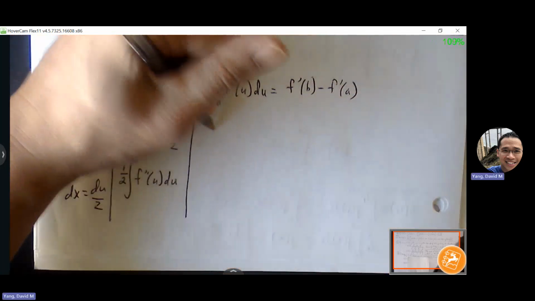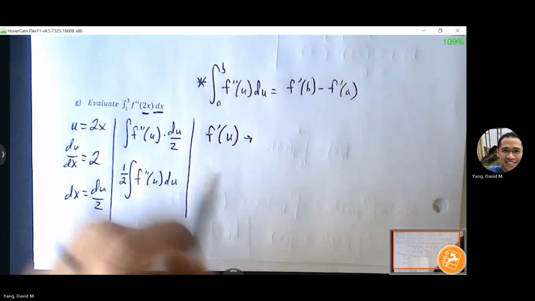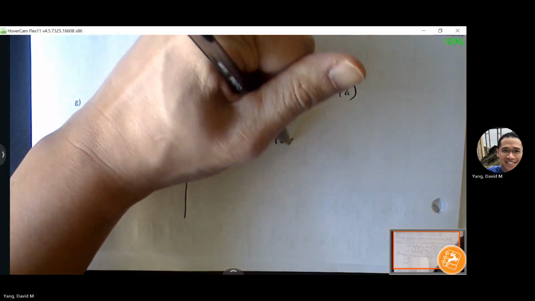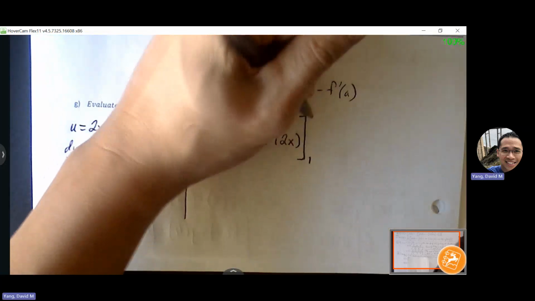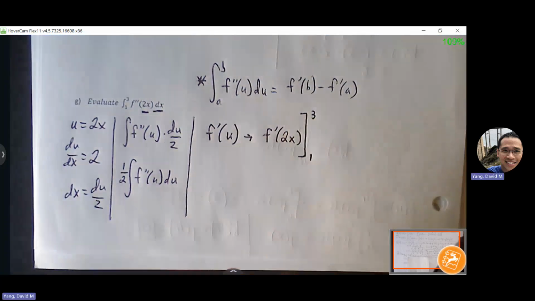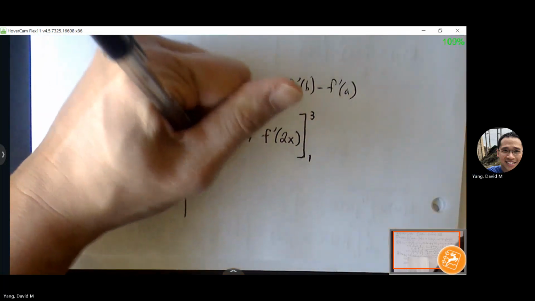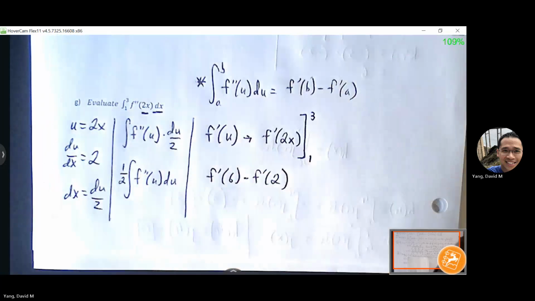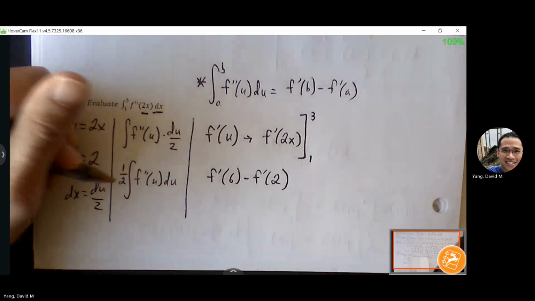F double prime becomes f prime. Let me change that u back in terms of x. And then we can work in the original bounds because these are both in terms of x, so there's no mismatch of variable here. Upper bound first. Now we're just relying on our table of values to get to our answer. Oops, sorry, I forgot the 1/2.